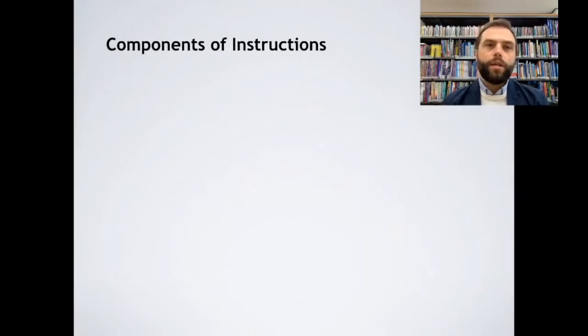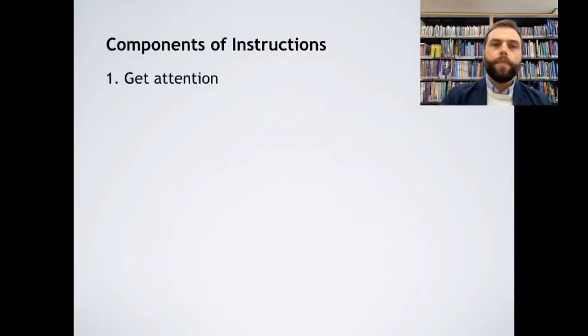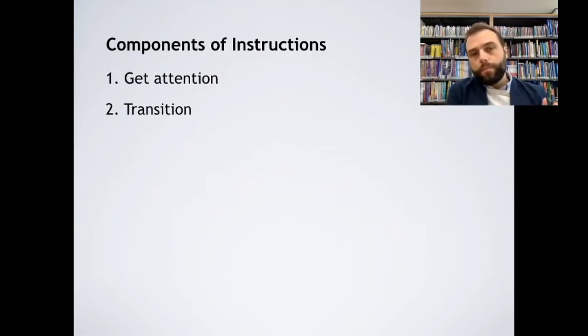So now let's look at the components of instructions, the parts that we need to include when we're giving instructions. So first, get attention. Okay, before you start giving instructions, you need to make sure everybody's attention is with the teacher. So then you don't need to repeat things again and again. Okay, number 2, transition. So this is moving from the past activity, kind of finishing off the past activity, and moving attention to the new materials or the new activity.